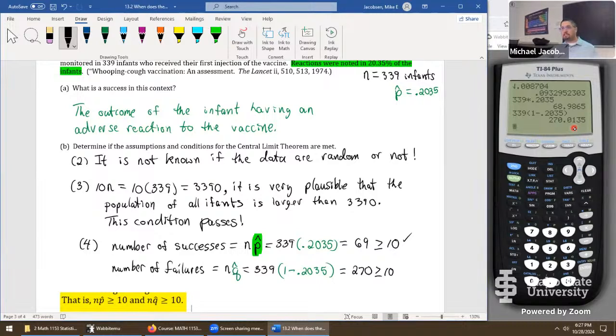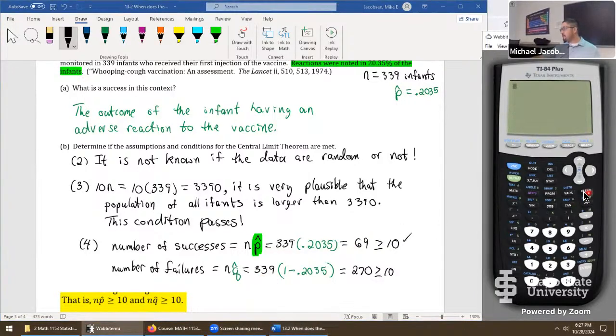But you know what you could have done now that I've gone through the whole process? You could have said, well, if there is 69 successes, go to your sample size of 339, take away the number of successes, 69, and there's your number of failures, 270. Sometimes that's a kind of a quicker way to calculate. So if you like that shortcut, let's write that down right here.